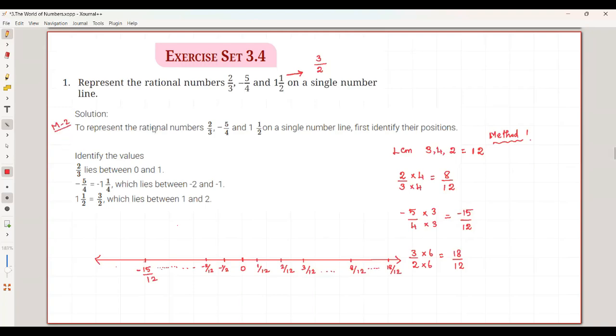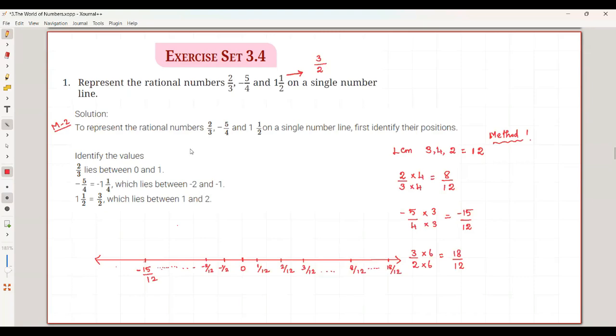To represent the rational numbers 2 by 3, minus 5 by 4 and 1 by 2, that is 1.5, on a single number line, first identify their position, whether it is positive or negative, and where it lies. 2 by 3, if you make it a decimal, lies in between 0 and 1. Minus 5 by 4 lies in between minus 2 and minus 1. 1 by 2, that is 1.5, lies in between 1 and 2. Just find the position first.